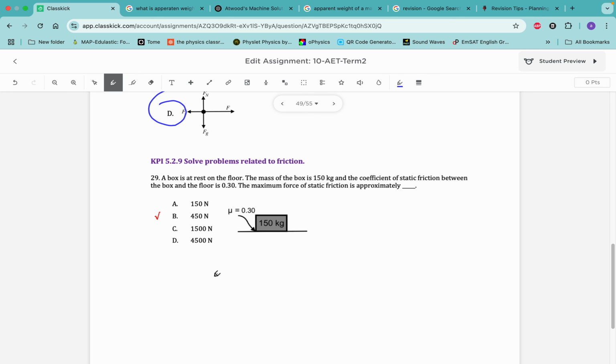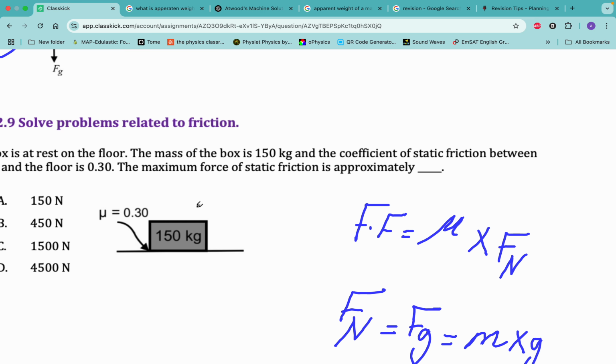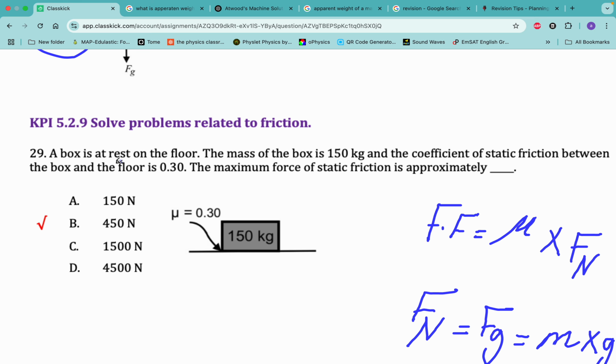This is a calculation. We're going to use the formula, which, of course, you'll be provided with. You don't need to memorize any of the formulas. So friction force can be calculated as mu, which is the coefficient, times Fn, which is the normal force. Normal force in this scenario is equal to gravitational force, which is equal to m times g. So, underlining our givens, the box is at rest.